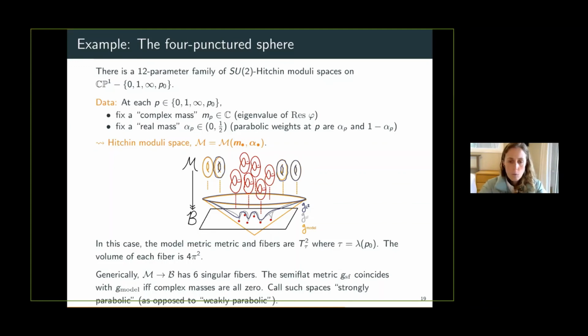However, what we'll see is that if you collapse and bring all these 6 singular fibers into one really big fiber at the origin, then it coincides. And so when you have only a single singular fiber rather than the 6, you call these spaces strongly parabolic, and this corresponds to making all the complex masses 0.